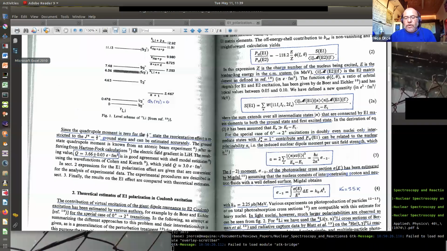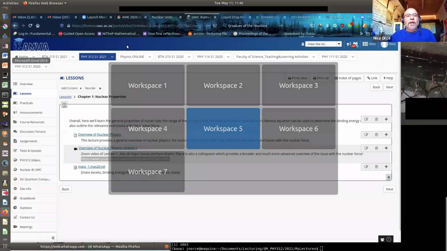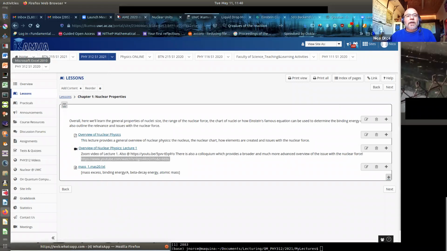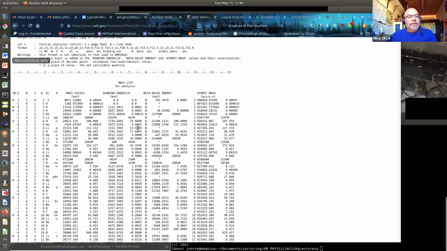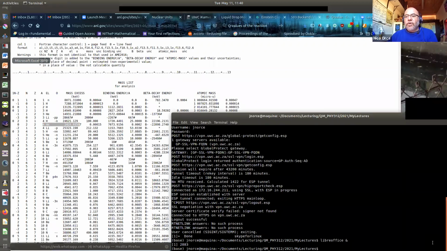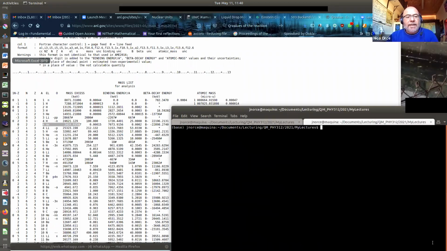And if we go to the... here, we have the masses, right? And here we have the mass of the helium, which has an excess mass of 2424. So I want you to calculate from the mass excess what is the mass of the alpha particle.